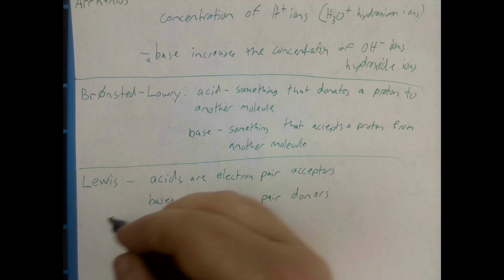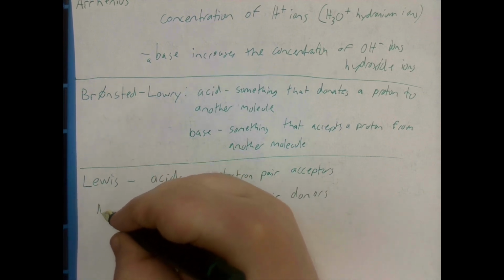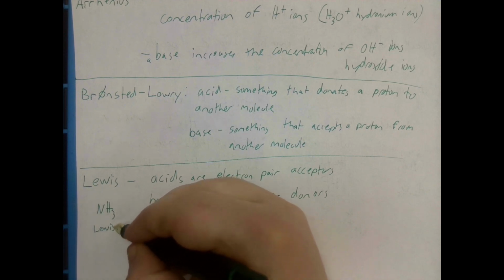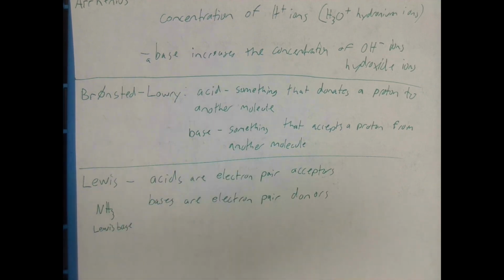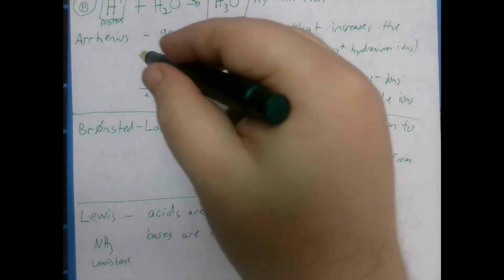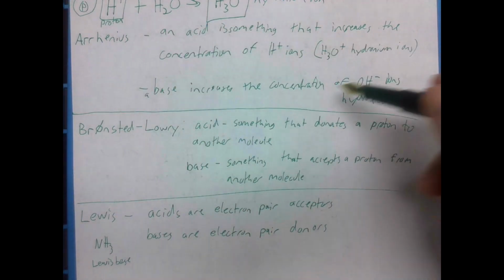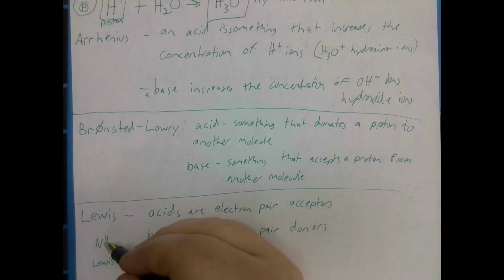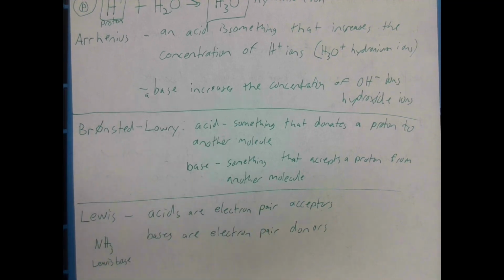So using this definition, NH3 would be considered a Lewis base. It would not be considered an Arrhenius base because it has no OH- ions to produce. So we would consider ammonia to be a base under the Lewis definition.